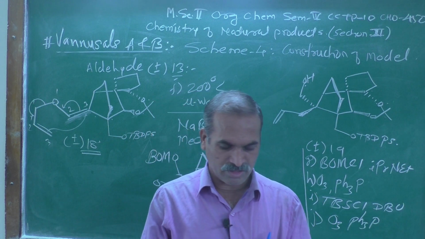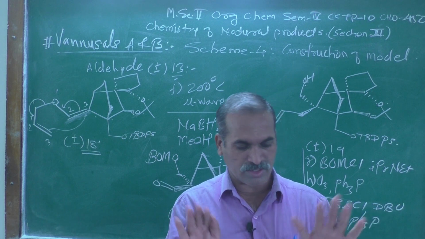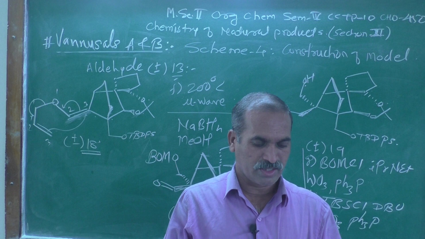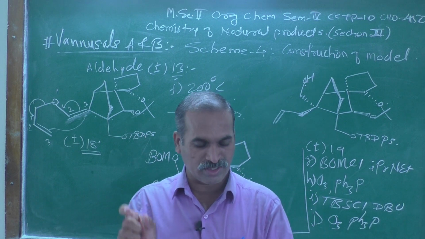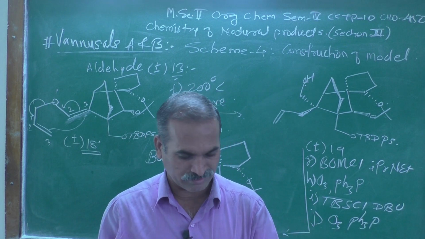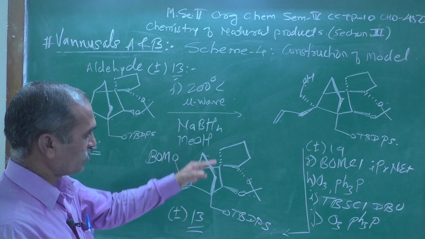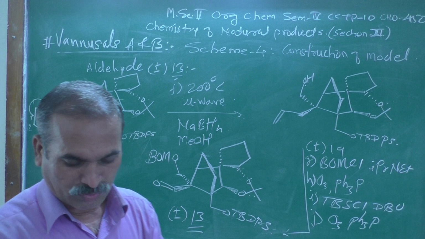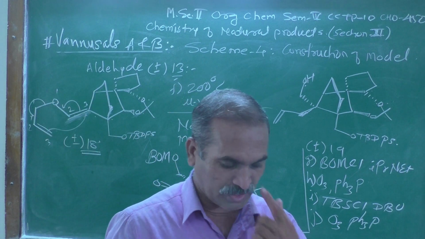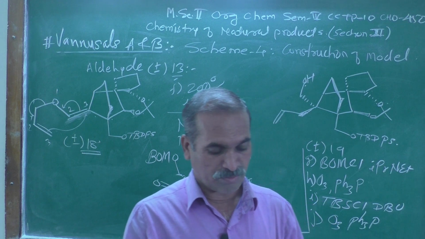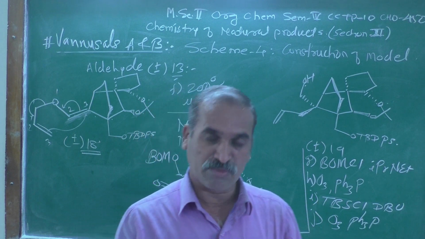I think yesterday we were discussing scheme number 4. The heading of that scheme is the construction of model aldehyde plus minus 13. And look at the blackboard, there is plus minus 13 over here. So this is the discussion we have seen: construction of model aldehyde plus minus 13.